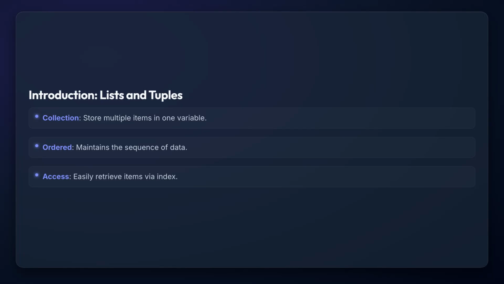Welcome. Today, we are exploring lists and tuples. Think of these as containers that let you store multiple pieces of information like names, numbers, or settings all under one single variable name. They keep your data organized and in a specific order so you can find exactly what you need later.